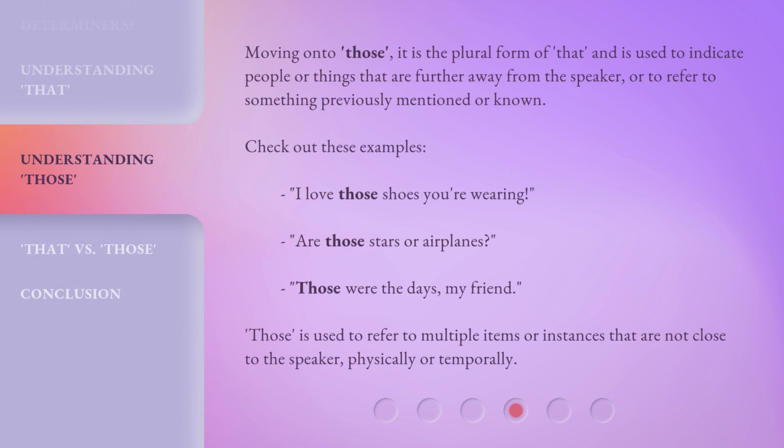Moving on to those. It is the plural form of that, and is used to indicate people or things that are further away from the speaker, or to refer to something previously mentioned or known. Check out these examples. I love those shoes you're wearing. Are those stars or airplanes? Those were the days, my friend. Those is used to refer to multiple items or instances that are not close to the speaker, physically or temporally.